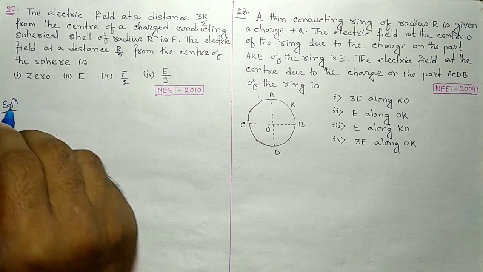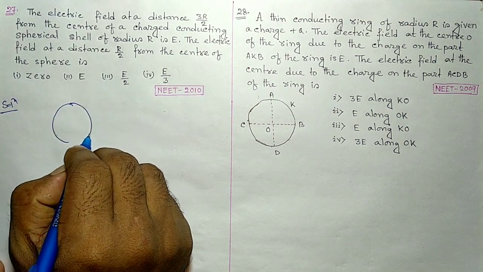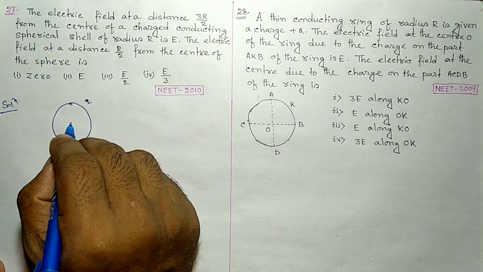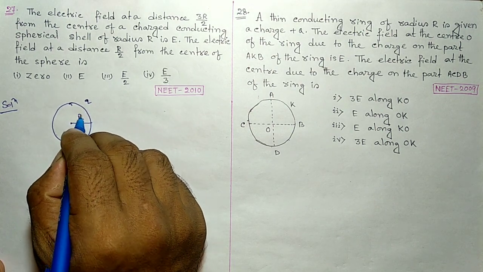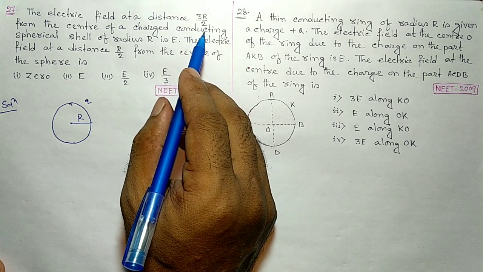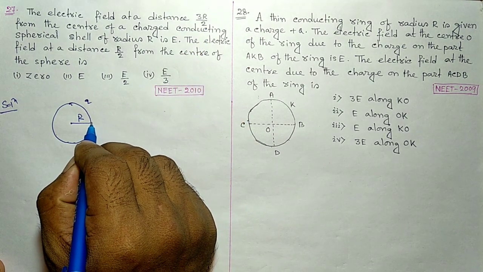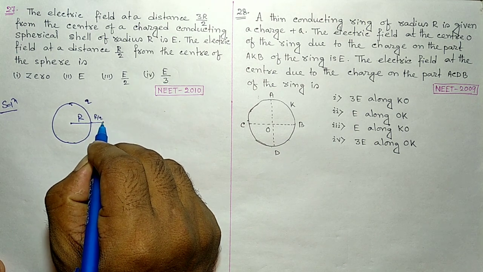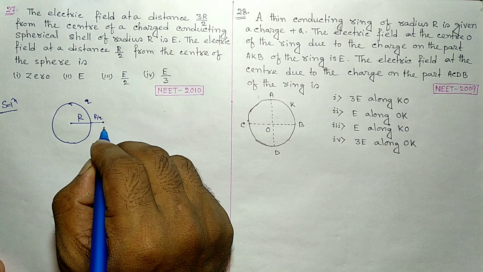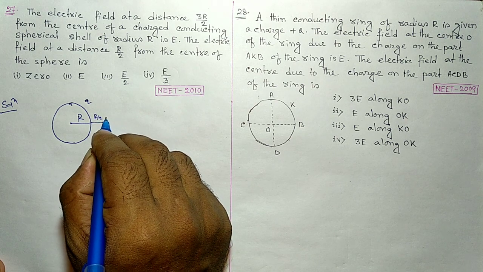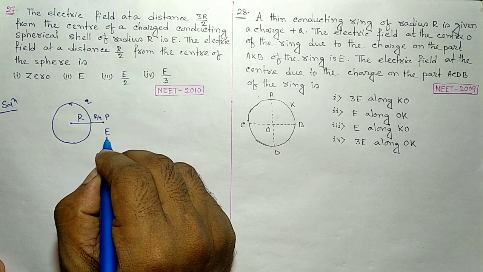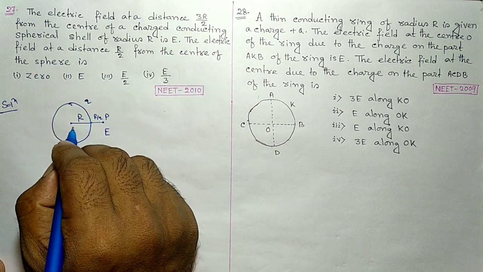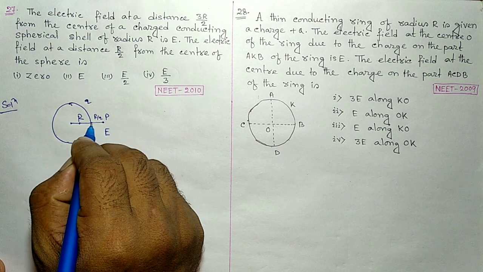Solution. So dear student, this is a sphere. Suppose it contains charge q. Now from the center it is r. Now 3r by 2 means 1.5 r. So this is again r by 2. So here is the electric field. This is point P. Here is the electric field E. Now we have to find out the electric field at a distance r by 2, at that point P dash.